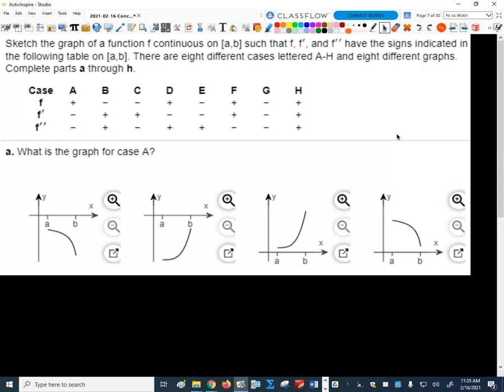Okay, so it's telling us here that f is positive, f prime is negative, and f double prime is negative on the interval from a to b. So every place on that interval, the signs of the function, f prime, and f double prime are as given in column A.